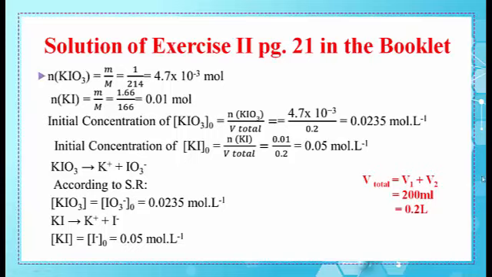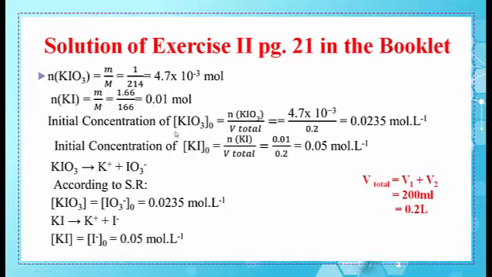First, the number of moles of KIO3 is equal to its mass over the molar mass, which is 1 gram over the molar mass 214 gram per mole, equal to 4.7 times 10 exponent minus 3 moles. And the number of moles of KI is equal also to mass over molar mass, equal to 1.66 grams over 166 gram per mole, equal to 0.01 moles.